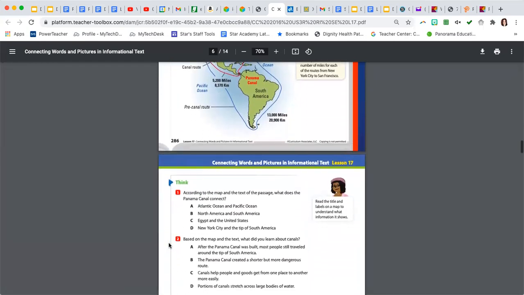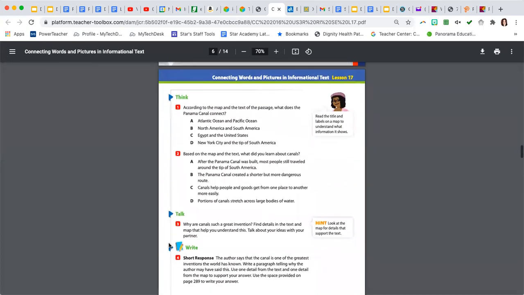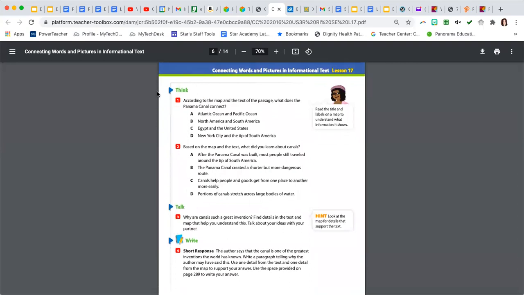Okay, on page 287, you are going to have 2 questions to answer. The first is, according to the map and the text of the passage, what does the Panama Canal connect? And question 2, based on the map and the text, what did you learn about canals?